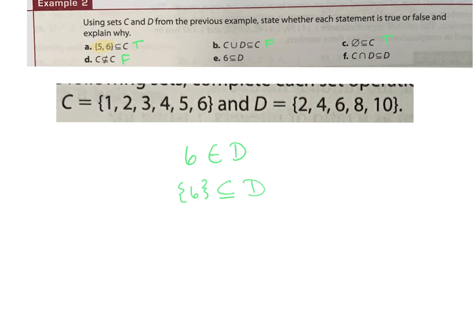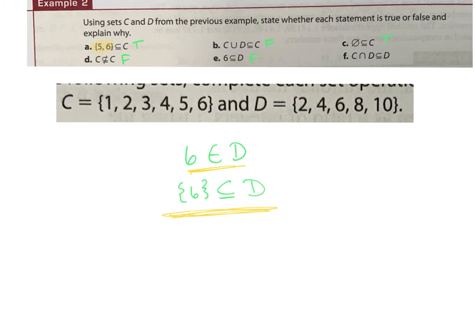So this one's technically false. If it said element, yes, but it doesn't say element. It says subset. So this is actually true, right? The set {6} is a subset of D because by definition it is a set. This is also true: 6 is an element of D. Notation with "6 in" means I'm talking about an element, so I need to use my element notation.